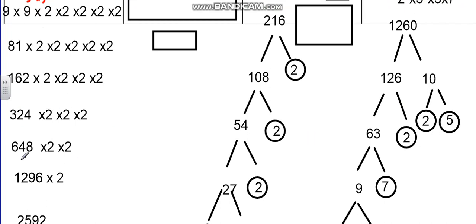324 times 2 is 648, times 2 is 1,296, times 2 is 2,592. So there's the answer, 2,592.